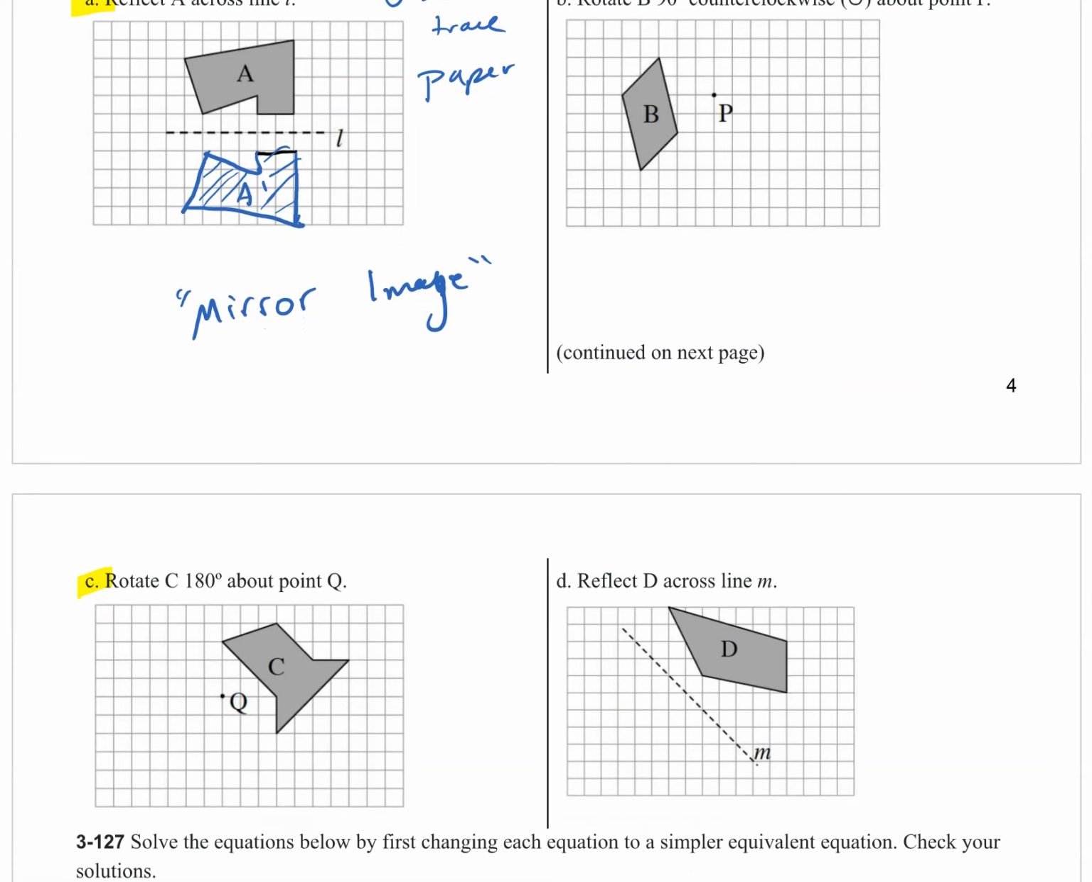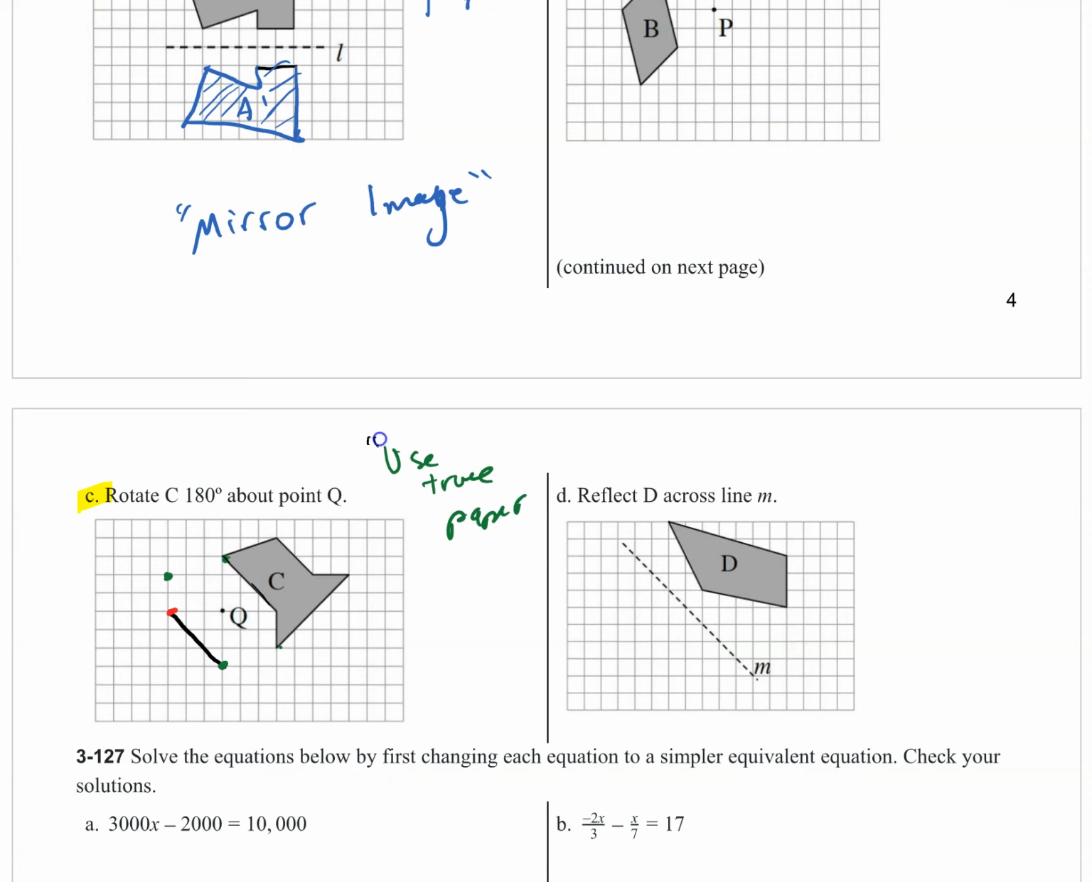Let's try C. Okay, 180 degrees, that means this point is going to be down here. And again, just use trace paper, it's so much easier. This point is going to be over there. Alright. This point is going to be right here. Okay, so we have this side. So use trace paper. I'm just counting, using the counting method.